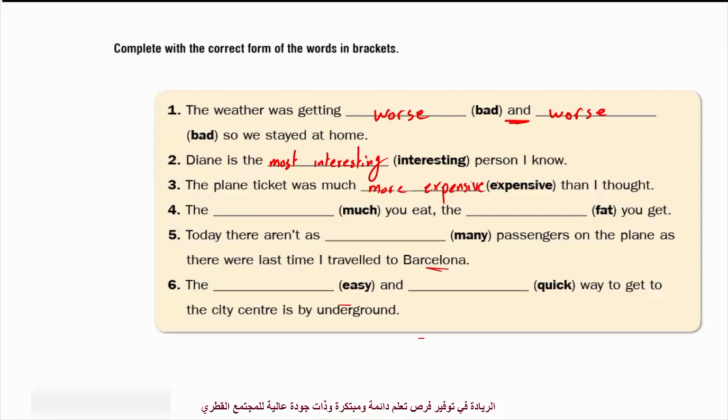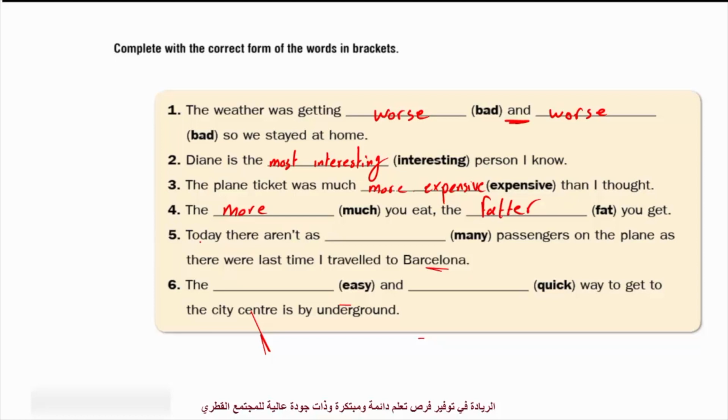Okay, 4. The more you eat, the fatter you get. In the following example, we have two separate actions that are proportional to each other. The first, it's like saying if you eat much, you get fat. It's like saying that. So in this case, we need to use the comparative: the more you eat, the fatter you get.